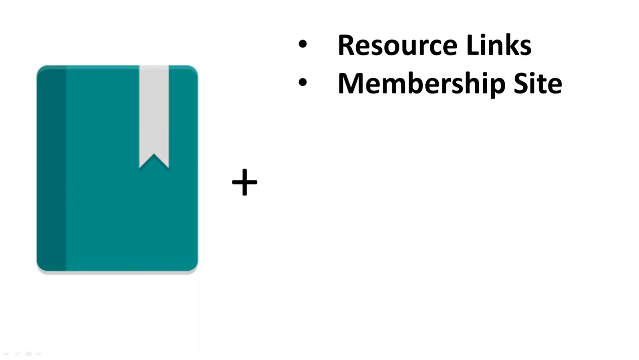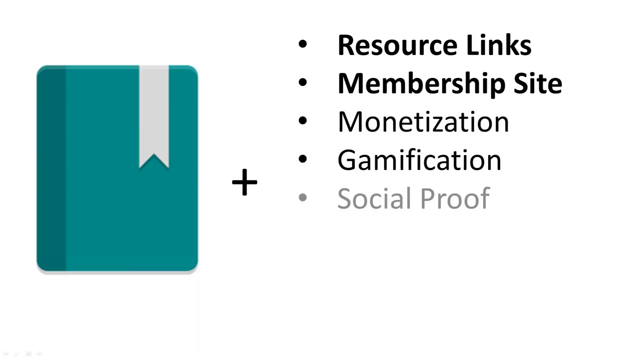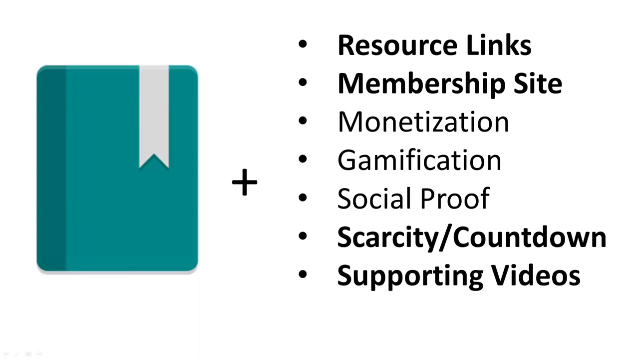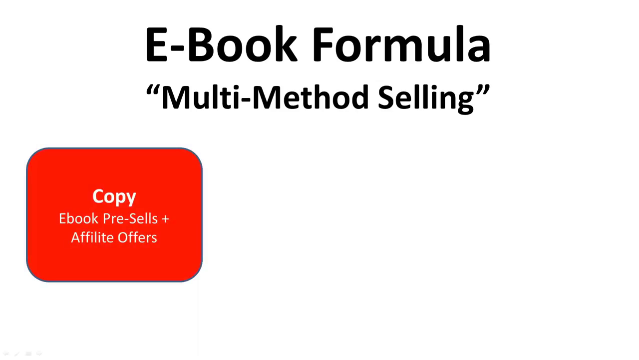And so here's what happens. We take the ebook and we combine it with resource links inside, and those resource links are affiliate links. And you heard him say that he would do some custom development for me where I could add that PDF page. We want to have a membership site. The reason why is so we can have monetization, gamification, and we want the social proof. It helps if we have the scarcity and the countdown timers, right? And then we have supporting videos, and then we have call to action videos. I showed this last night, right?